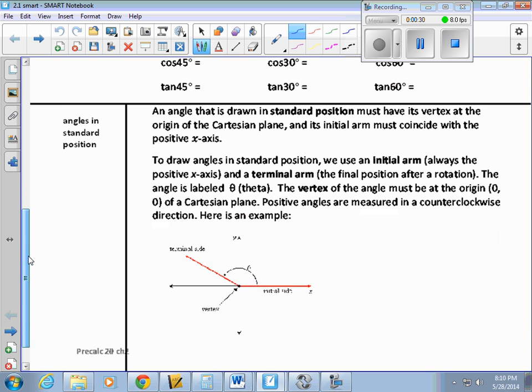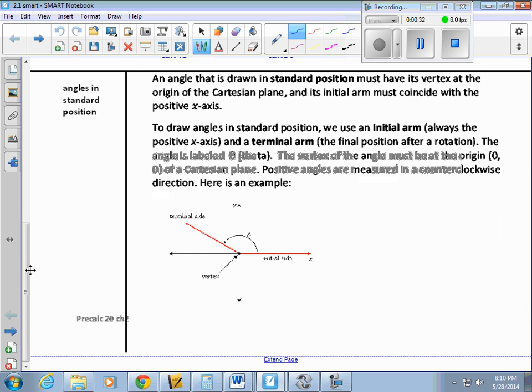So, angles in standard position. An angle that is drawn in standard position must have its vertex at the origin of the Cartesian plane, and its initial arm must coincide with the positive x-axis. For whatever reason my y-axis did not show up on here, but that should be there. I know this is a little bit blurry, but it should be all right in your notes.